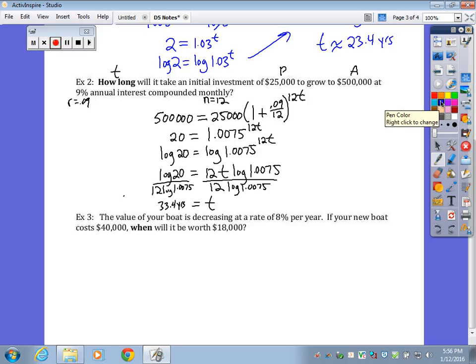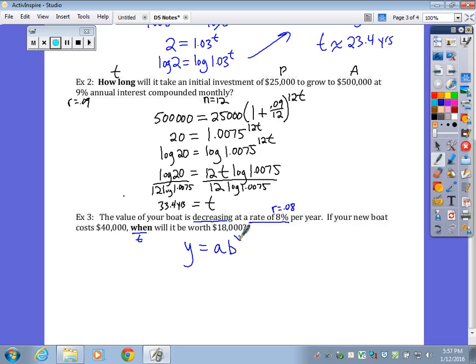Alright, last example. Not a compound interest. I don't want you to think every problem is compound interest. So here's another problem. The value of your boat is decreasing at a rate of 8%. So that means the R is 0.08. If your new boat costs $40,000, that's the initial value, when will it be worth, that's T, when will it be worth 18,000? This is just a general growth formula, or decay formula.